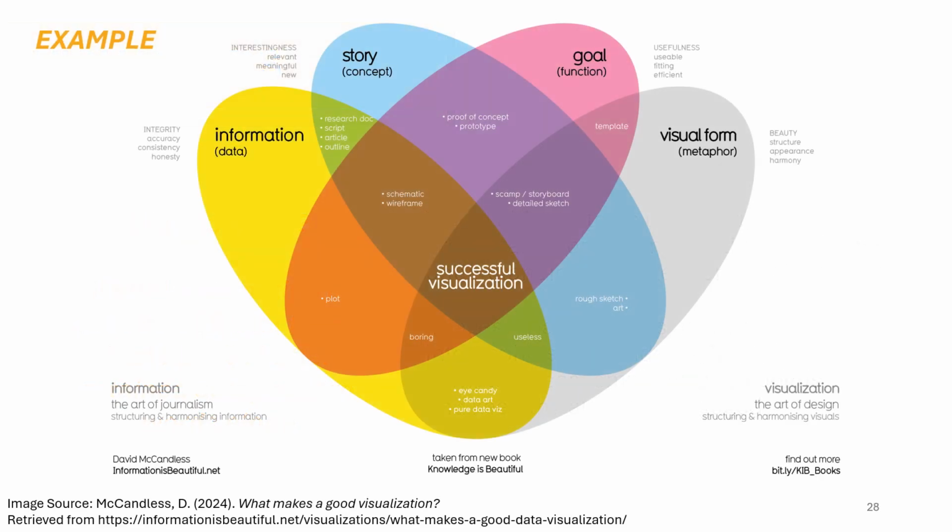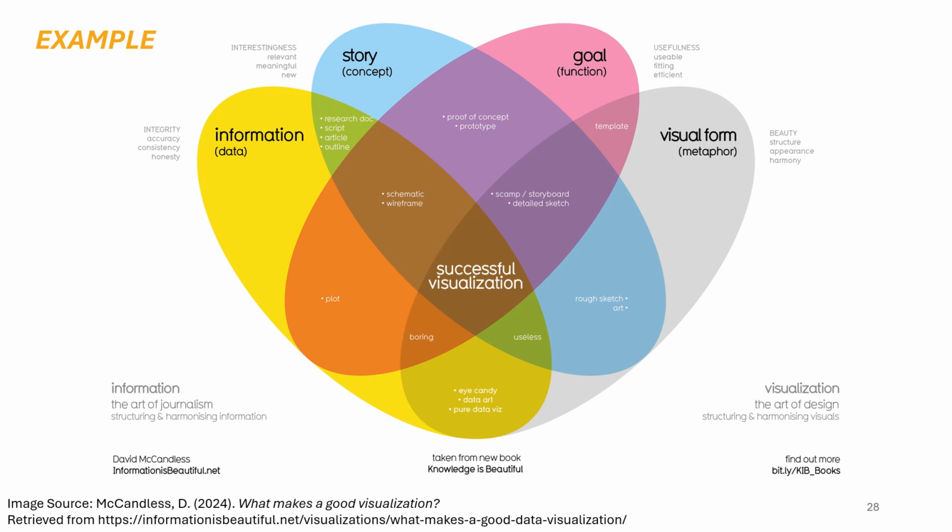Here is an example that I love. It is from a website called Information is Beautiful. There's also a book that explains how to make data visualization good. This here is an infographic on successful visualization of data. As you can see, it's kind of a bit of a Venn diagram.